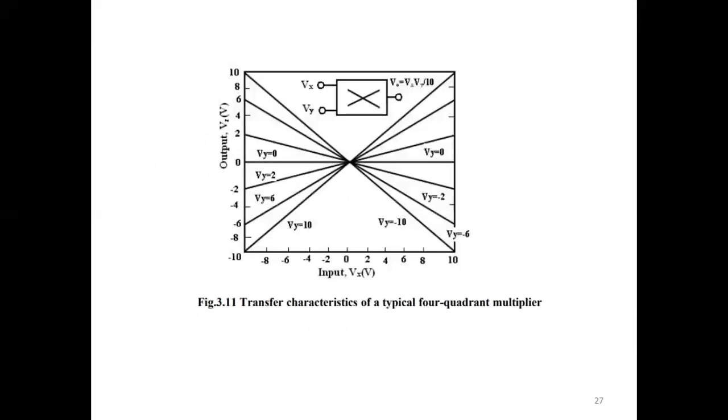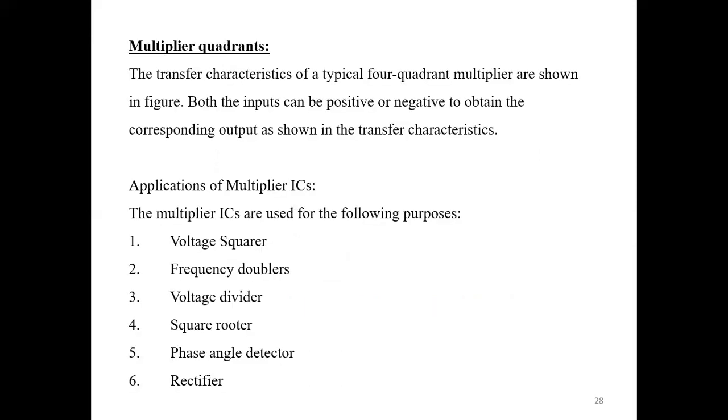This is the transfer characteristic of the four-quadrant multiplier, shown in the figure. Both inputs can be positive or negative to obtain the corresponding output, as shown in the transfer characteristics. The applications of the multiplier IC are the voltage squarer, frequency doubler circuit, voltage divider, square rooter, phase angle detector, and rectifier.